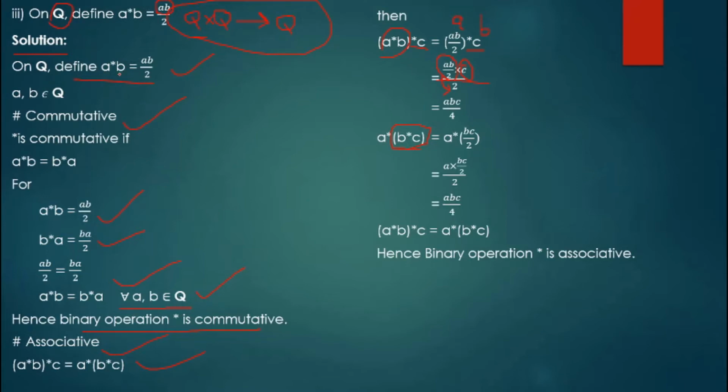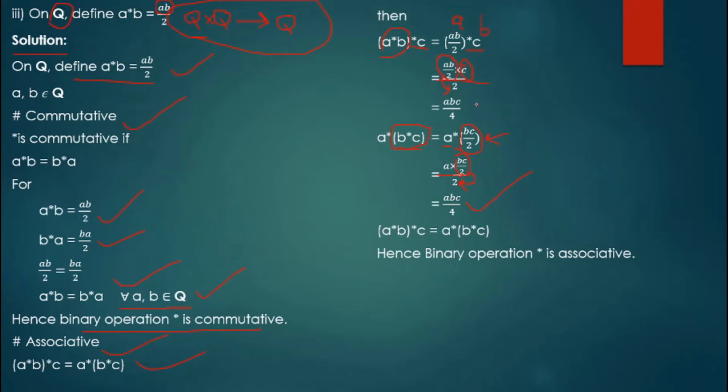If it is B star C, it is written BC by 2. Same thing here. Now this one is A and this one is B, so we have A star B. According to our definition, A star B is AB by 2. So A into BC by 2, that is A, and this whole thing is B whole by 2. Again the denominator goes down, and we get ABC by 4.